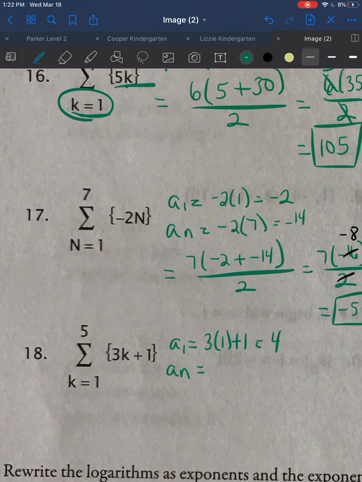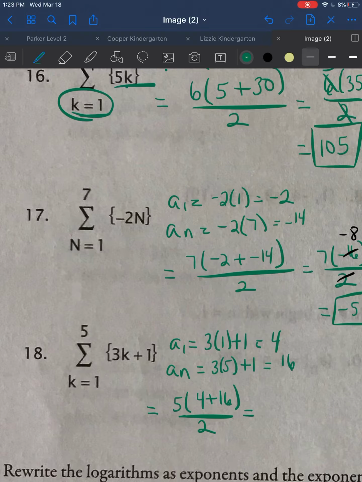A sub n, we're going to plug in 5. 3 times 5 plus 1 is 16. So then we're going to say our summation is equal to 5, which is my n, times 4 plus 16, divided by 2. 4 plus 16 is 20.